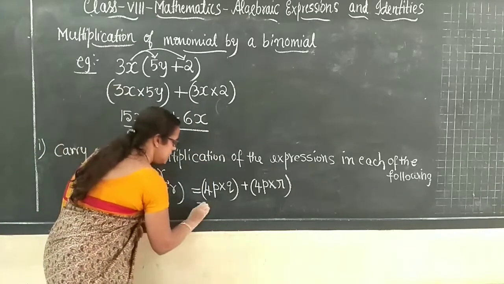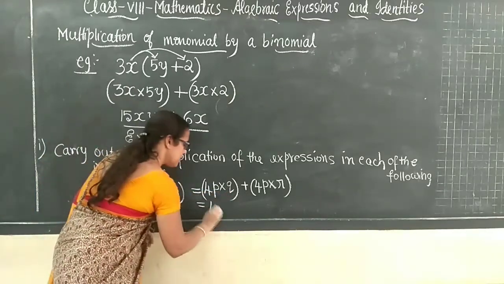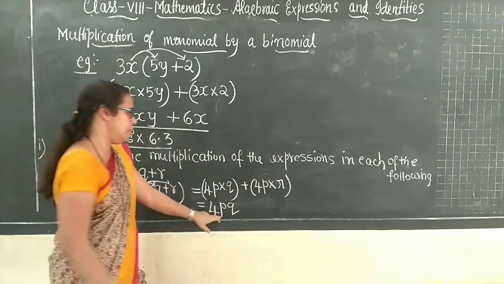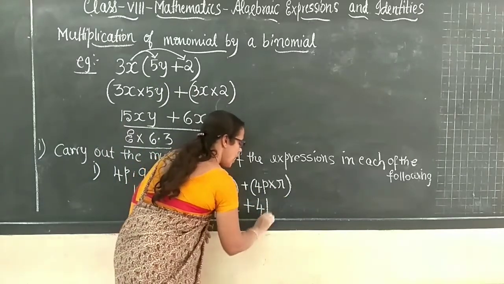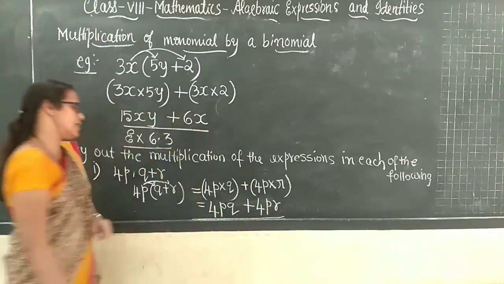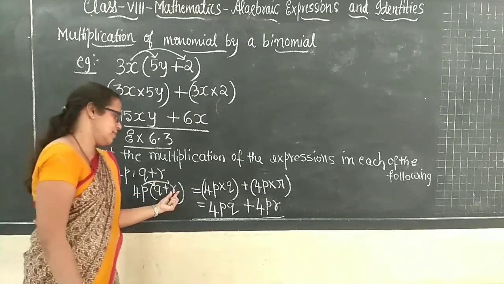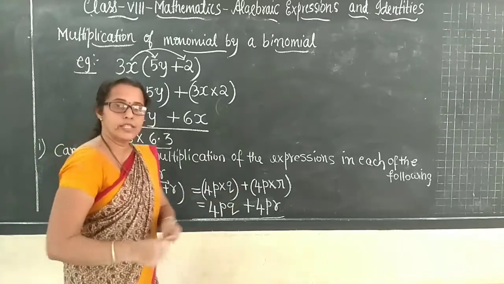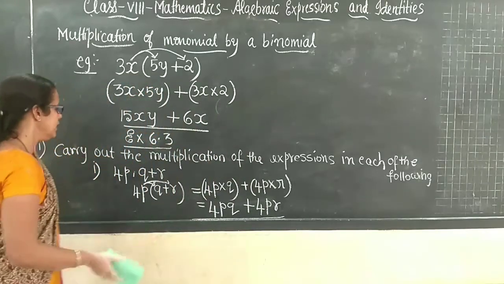Then multiply this. 4 ones are 4, p into q, pq, plus 4 ones are 4, p into r, pr. So like this we have to complete this multiplication. First term into first term, into second term. Separate it up, then multiply it. Like this you can complete the multiplication. Got it? So now let us do the next problem.